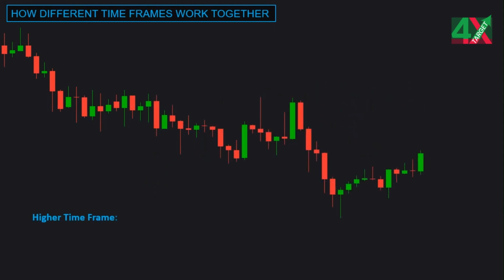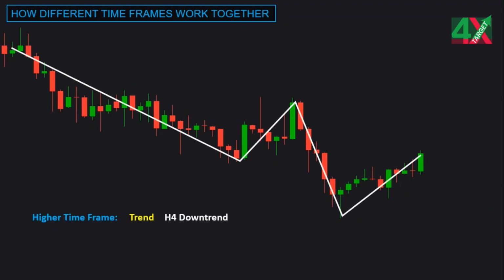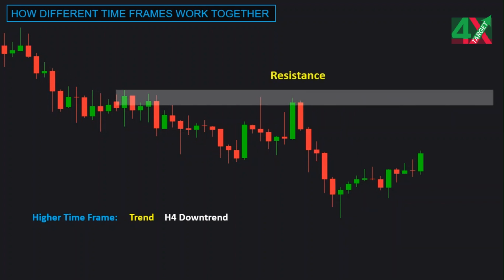Multi-time frame analysis starts with the higher time frame. In this time frame we look for the overall market trend. Is it trending up, trending down, or moving sideways? Mark key support and resistance zones, trend lines, or major levels. This gives you the directional bias.